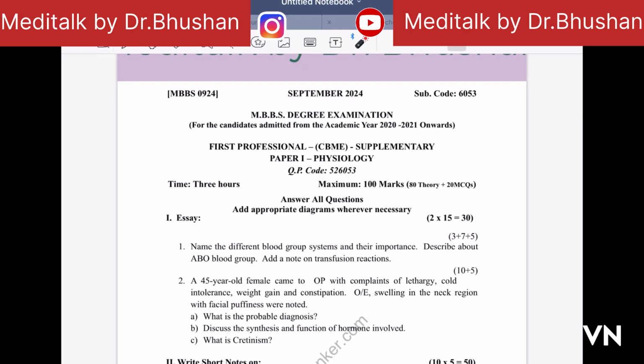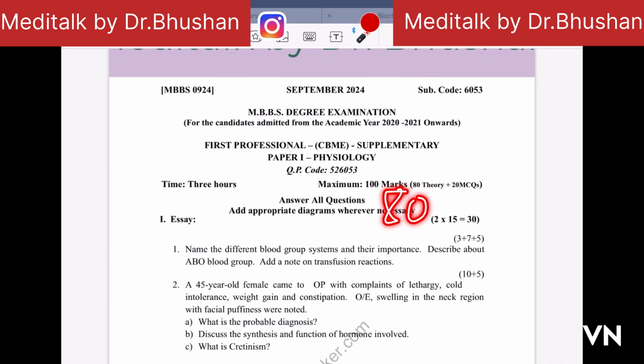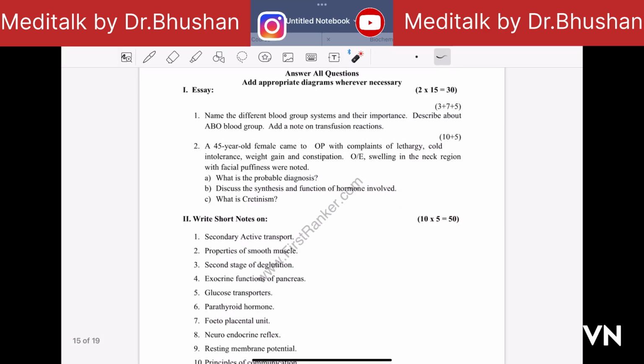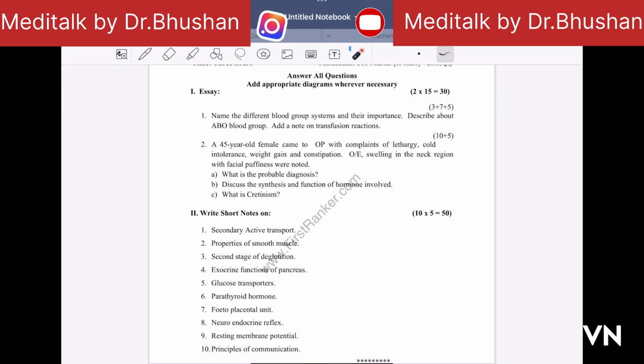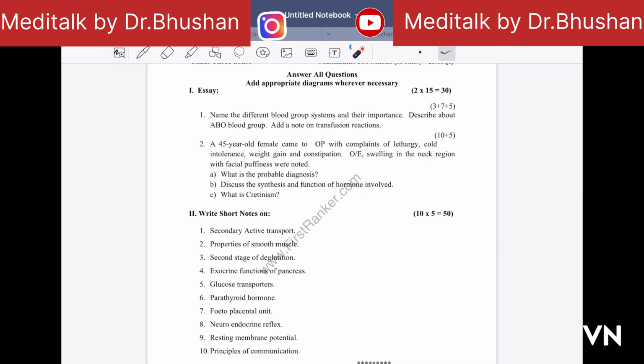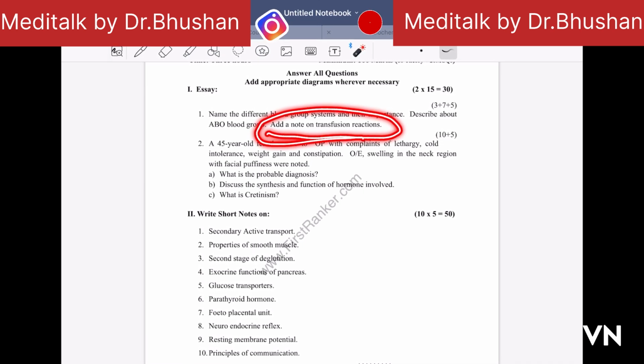September 2020-24, CBME pattern supplementary papers, 80 for the theory, 20 for MCQ. Essay question: name the different blood group systems and their importance. Describe the ABO group. Add a note on transfusion reaction. This is also a repeated question.